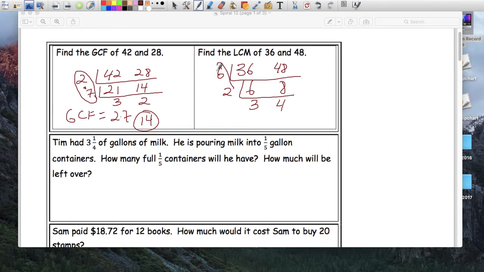And the LCM is the product of all these numbers, and you can even make a little L here for LCM. So LCM is going to be the product of the two numbers on the side, 6 times 2, and then both of these numbers at the bottom, times 3 times 4. 6 times 2 is 12. These 3 times 4 is 12, so it's 12 times 12, so it gives you 144.